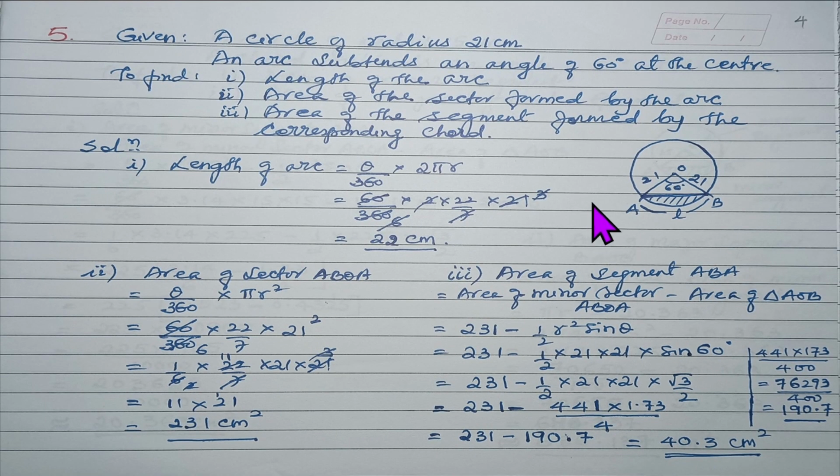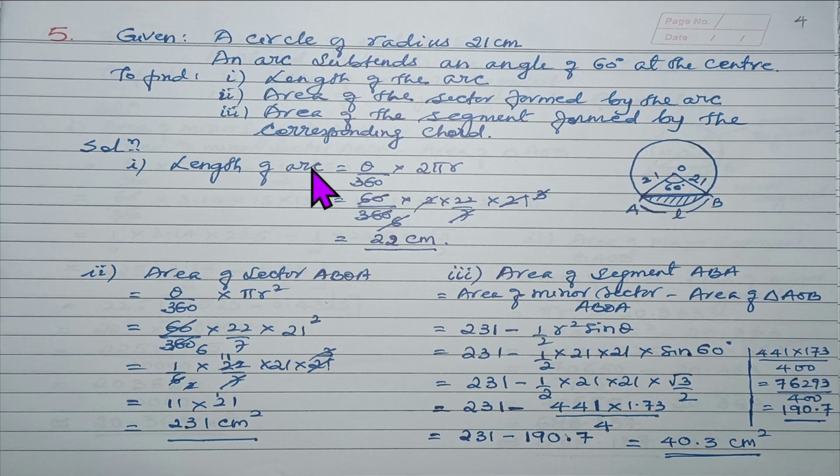Now in example number 5, we are given a circle of radius 21 centimeter. An arc subtends an angle of 60 degrees at the center. We have to find the length of the arc AB, and also the area of the sector formed by the arc, that is ABOA, and also the area of the segment formed by the corresponding chord. That means we have to find ABA.